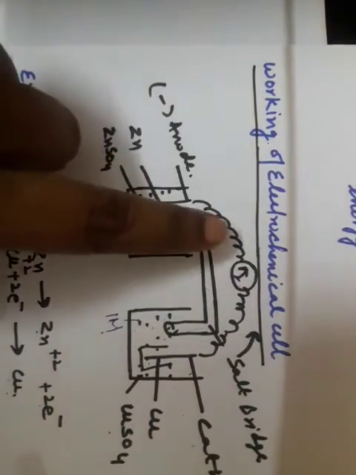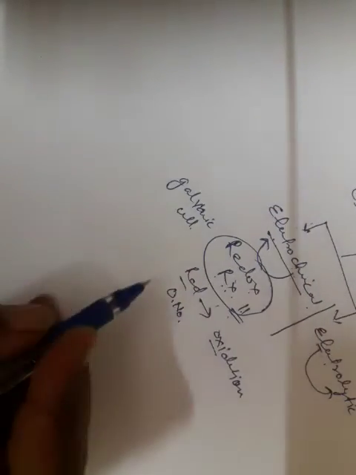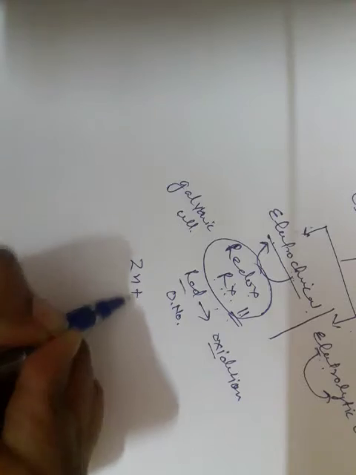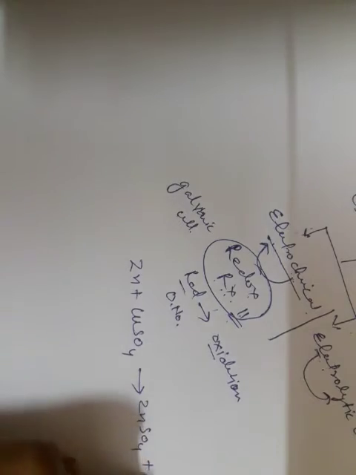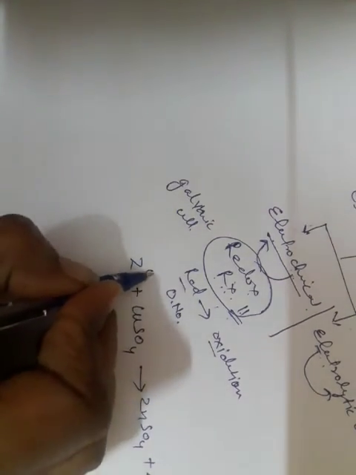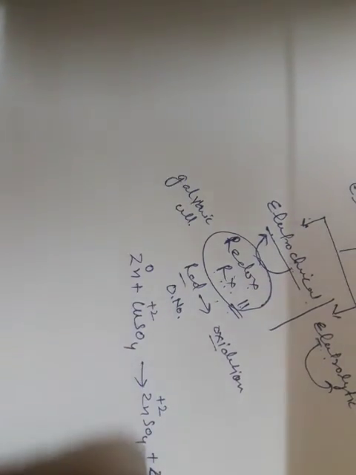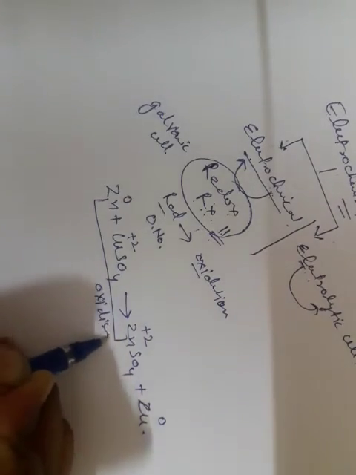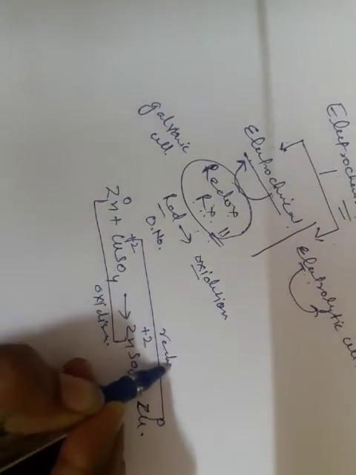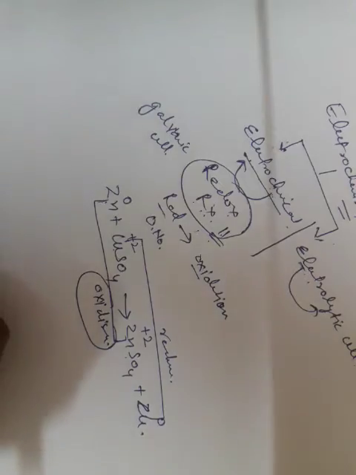Students, now we have to study the electrochemical cells chemically. See students, if we have the reaction zinc plus copper sulfate, that will give you zinc sulfate and copper. See, zinc having the oxidation number 0, here the oxidation number is +2, copper having +2, and here the copper having 0 oxidation state. So zinc is oxidized and copper is reduced, right? So here zinc is the reducing agent and copper is the oxidizing agent.